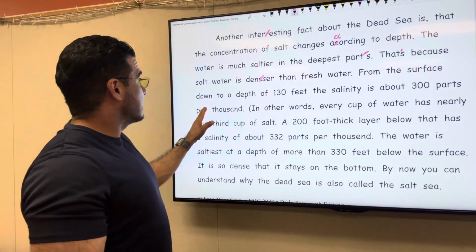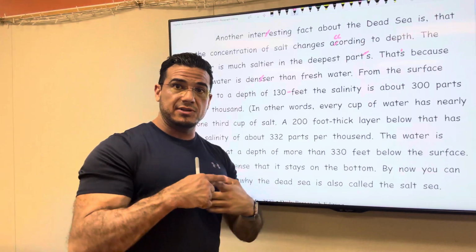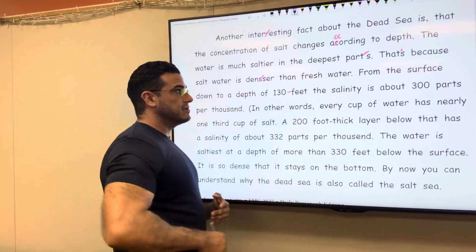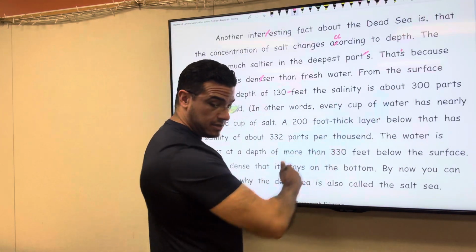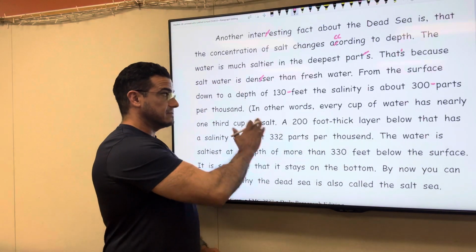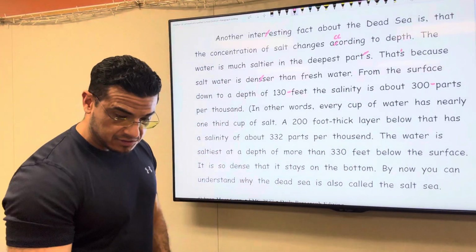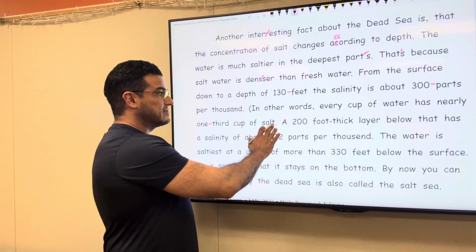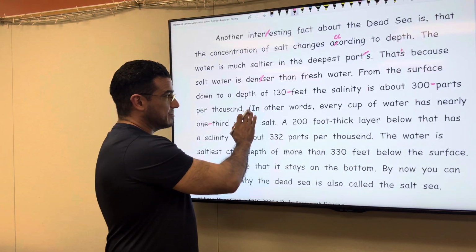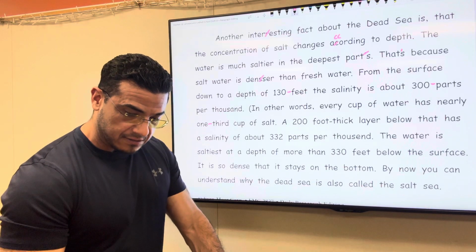From the surface down to a depth of 130 feet, which I'm gonna hyphenate to showcase that strong relationship between the number and its unit, the salinity is about 300 parts, which I'm also going to hyphenate, per thousand. In other words, every cup of water has nearly 1/3, hyphenate, showcase that relationship, cup of salt. And we've ended this thought. So I'm gonna close the parentheses. Parentheses being one of those three parenthetics in English.